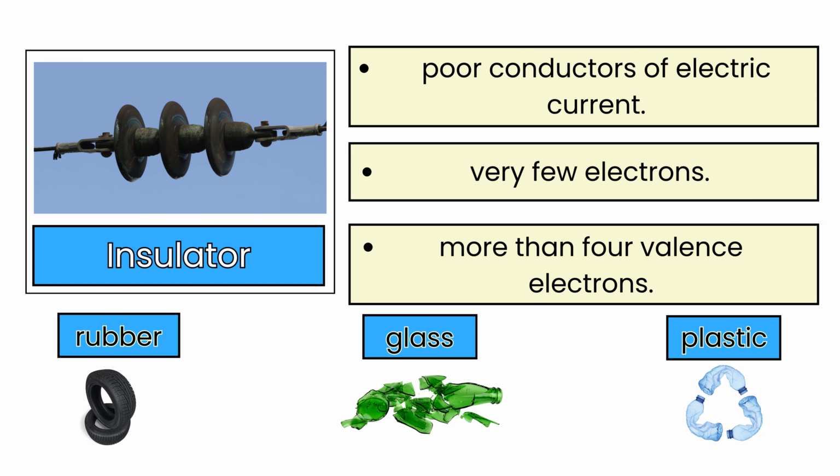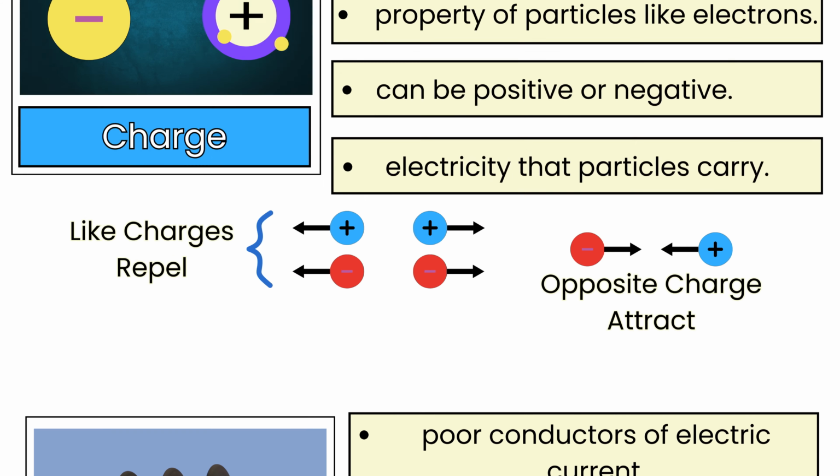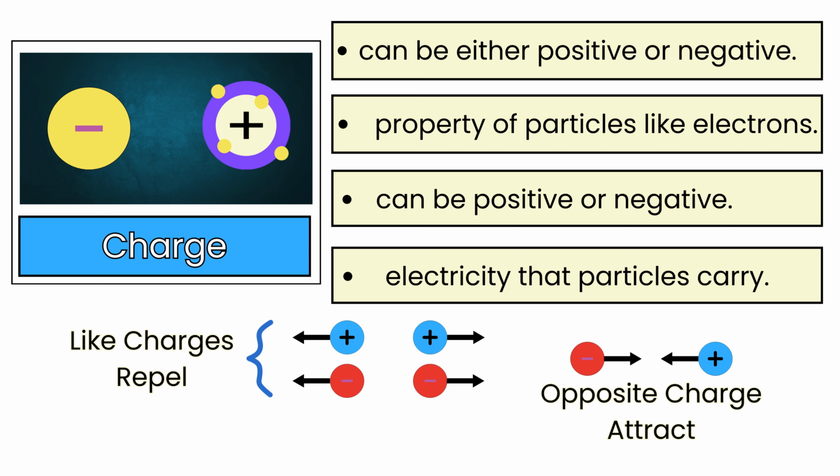An insulator is a poor conductor of electric current with very few free electrons and more than 4 valence electrons. Unlike conductors, insulators block the flow of electricity. Examples include rubber, glass, and plastic. Charge is a property of particles, like electrons and protons, that causes them to attract or repel each other. It can be either positive or negative and is measured in coulombs. Think of charge as a tiny amount of electricity that particles carry.